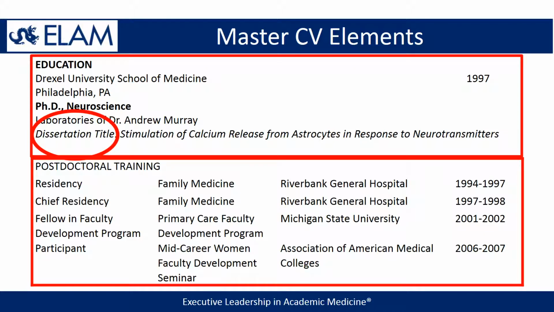This may be the category to include extra experiences and training that you have had that did not result in a degree, so they don't belong under education, but that should be highlighted, like the AAMC Mid-Career Faculty Development Seminar in this example, or ELAM for all of you. The last core category is honors and awards. Be sure to include the name of the award, the awarding agency, and what you are being recognized for.